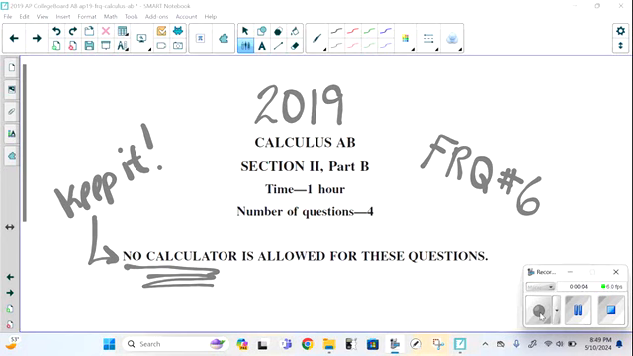This is it. AP Calculus AB 2019, final question, free response question number 6. No calculator. Keep it in the back pocket. We don't need it. We're going to use our brain, our knowledge, and we are going to knock this out of the park. Let's go.